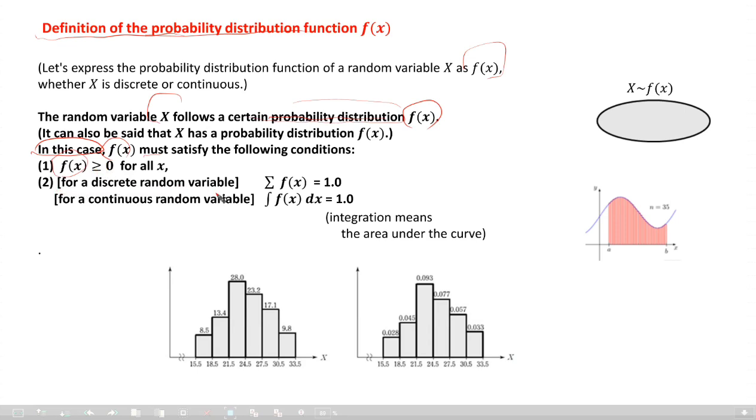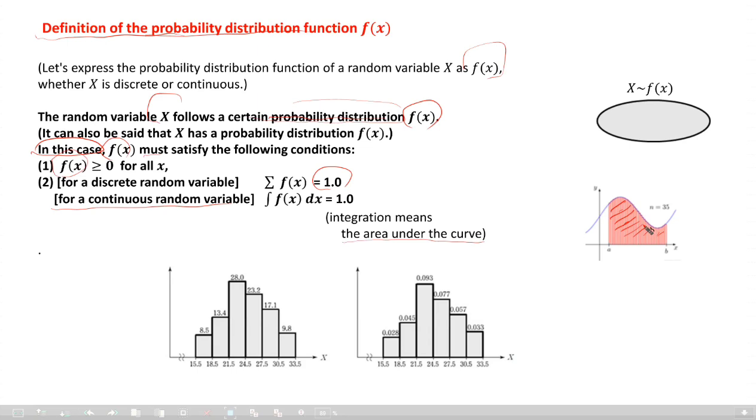For a discrete random variable x, the sum over all x of f of x is equal to 1.0. For a continuous random variable, the integral of f of x is 1.0. What this means in integration is the area under the curve. Under the curve means under f of x, like this. Integration means area under the curve, like this. You may understand, or even if you don't understand integration, no problem to follow this level course.